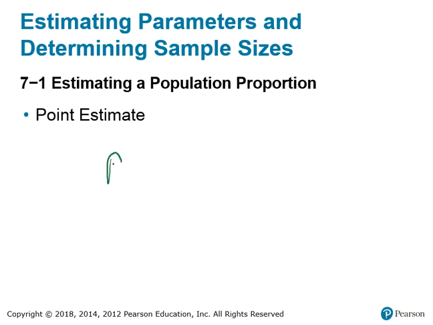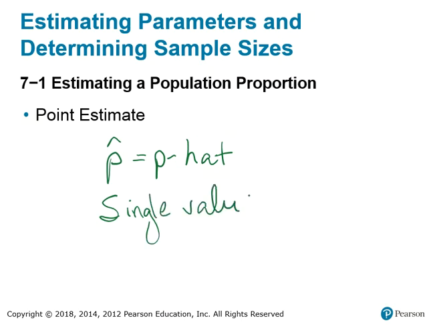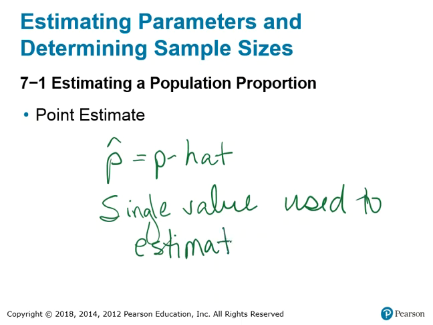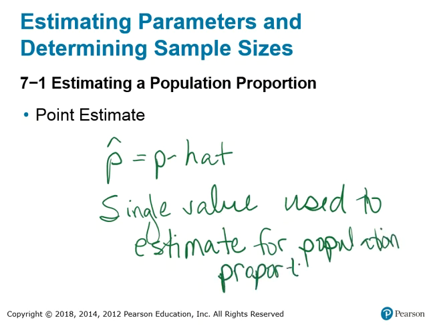So we use the symbol P with an arrow on the top, and it's said as P hat. We think that the P hat is a single value used to estimate the population proportion. Because everything we do in statistics is trying to tell us something about the population, since I don't have the time or the resources to talk to every single person.